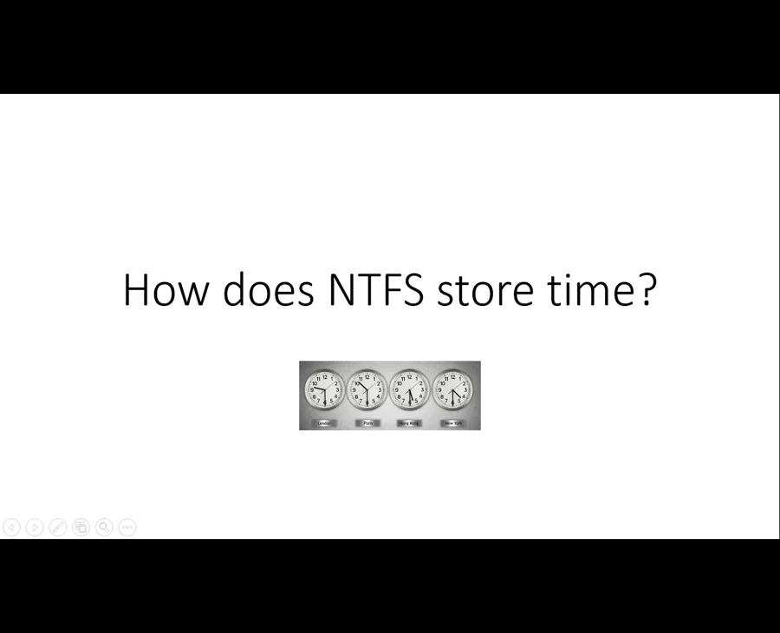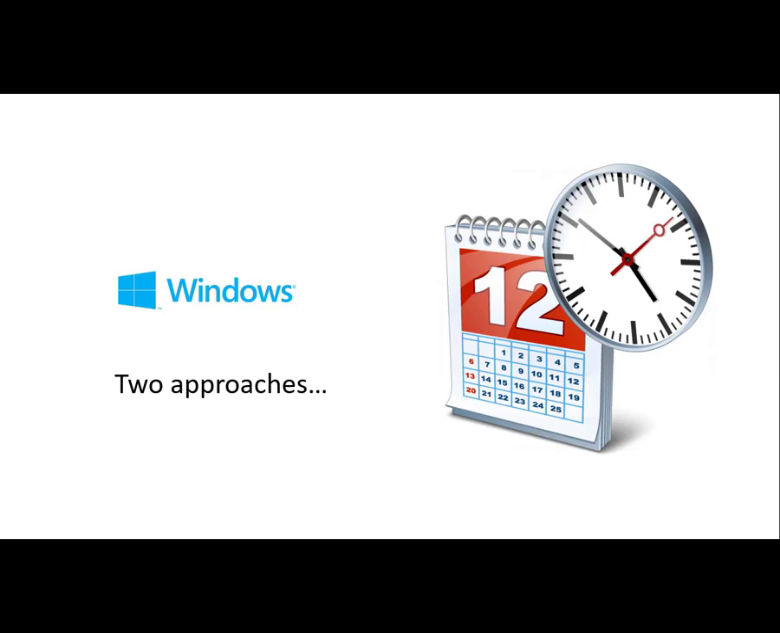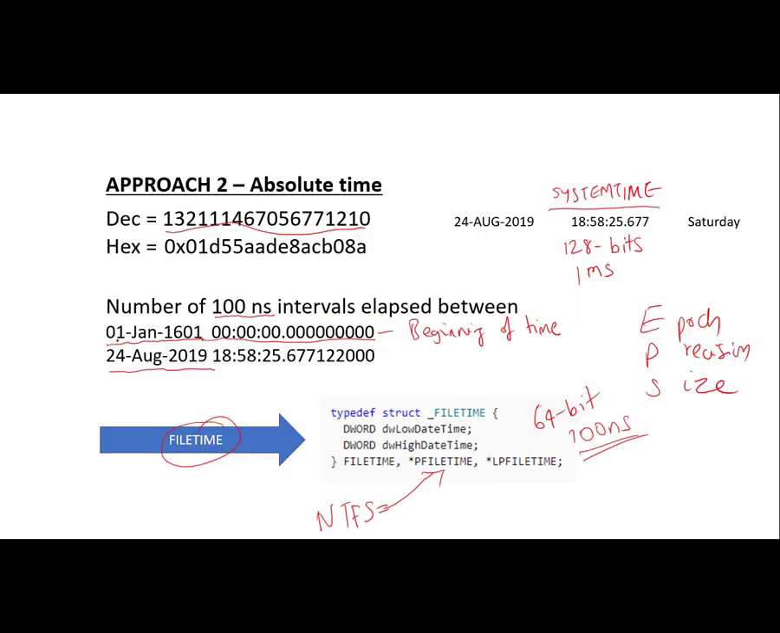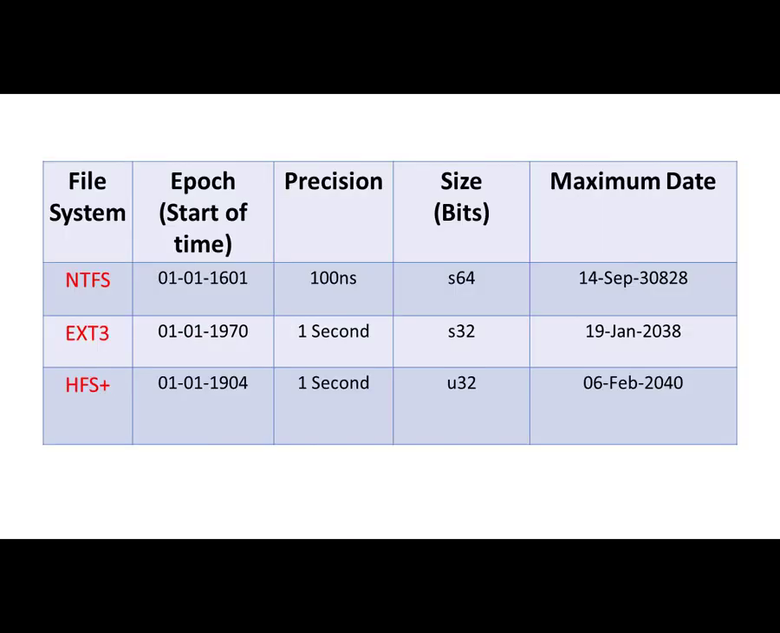In this video, we will take a look at how NTFS stores the date and time internally. We will start by looking at the two approaches the Windows operating system uses to represent the date and time. We will then look at the idea of absolute time and understand how it is being used by taking examples of three file systems: NTFS, ext3 and HFS+.